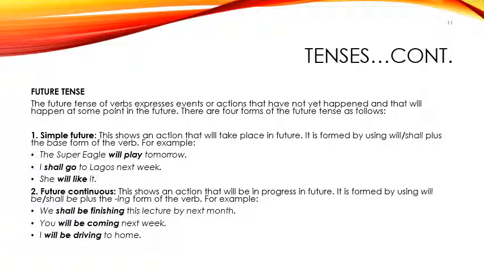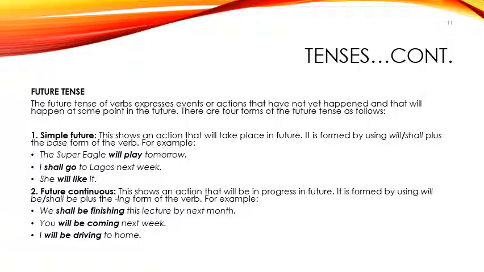I shall go to Lagos next week. This is used to express a plan. Shall go. Then the last example, she will like it. Can we see? Using will and like. That is either will or shall plus a verb in its bare form. The second division of future tense is called future continuous tense. This is used to indicate that an action will be in progress in the future.